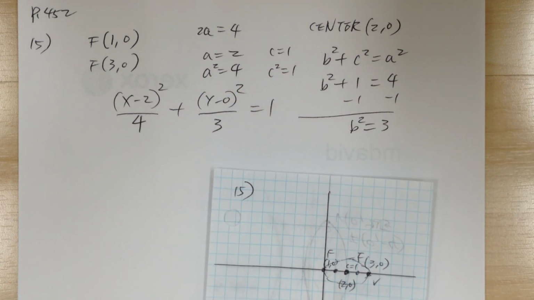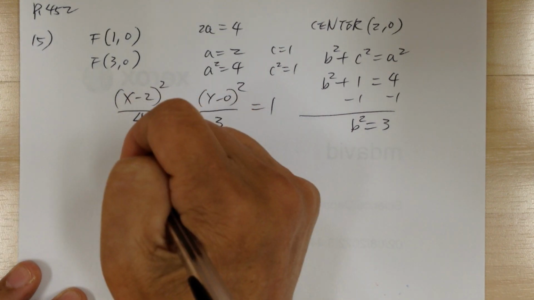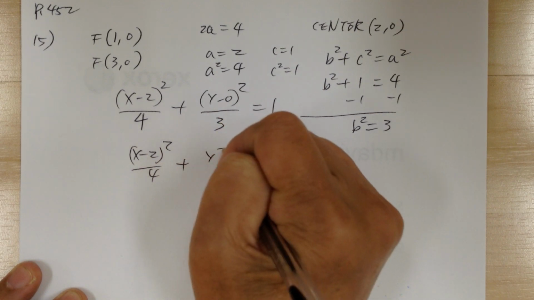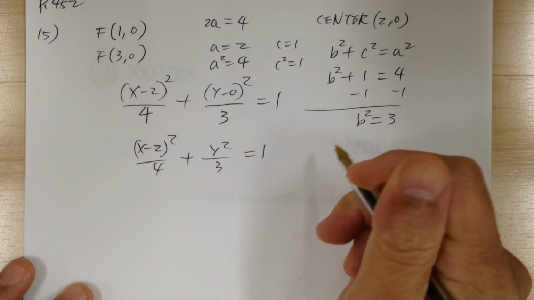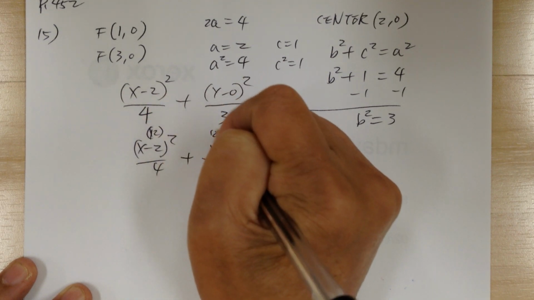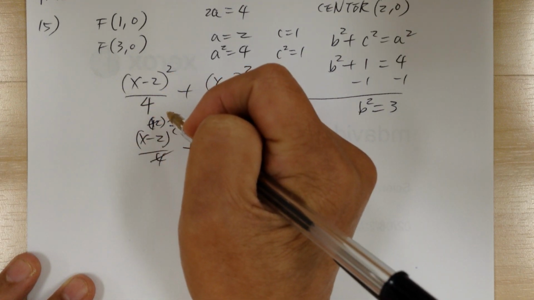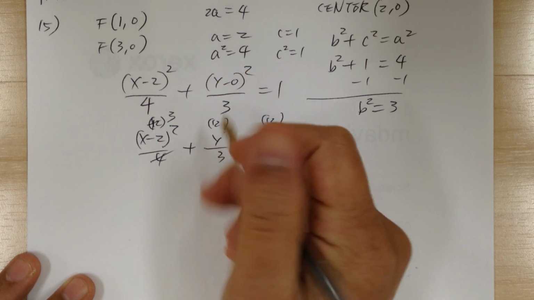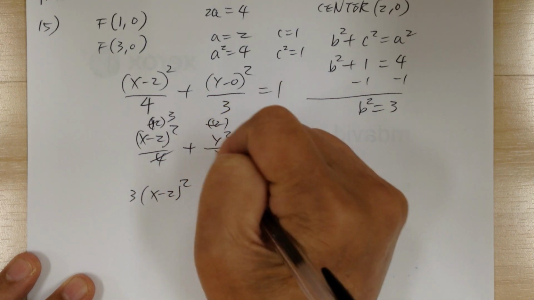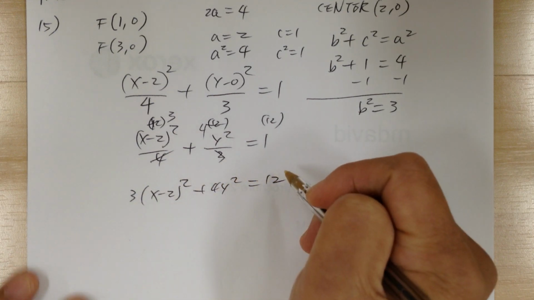And now, what you need to do is work out your equation. So you got x minus 2 squared over 4 plus y squared over 3 equal to 1. So multiply everything by 12 to get rid of the fraction. So cancel out, so you got 3 times x minus 2 squared. This cancels out before, be plus 4y squared equal to 12.